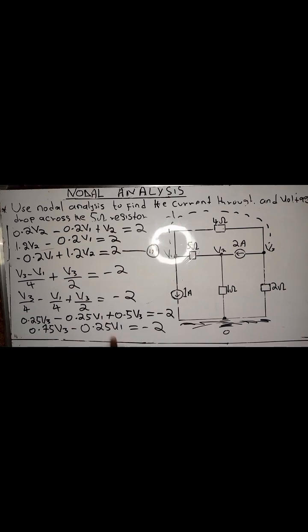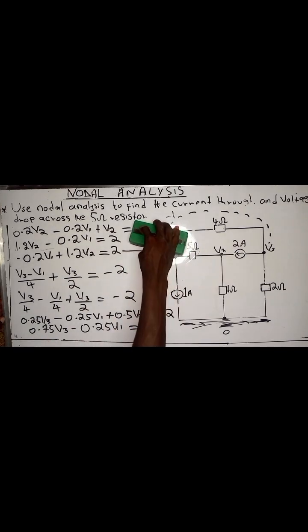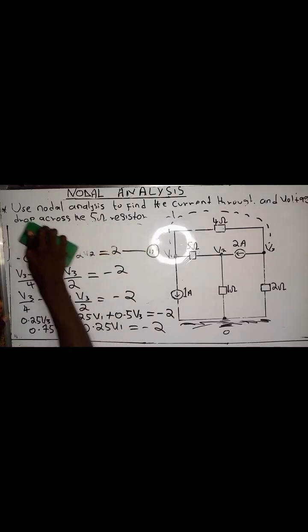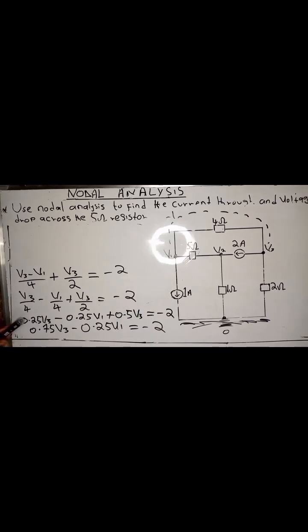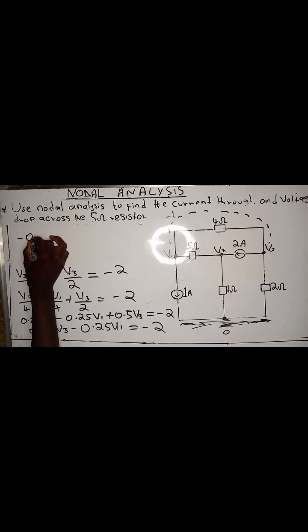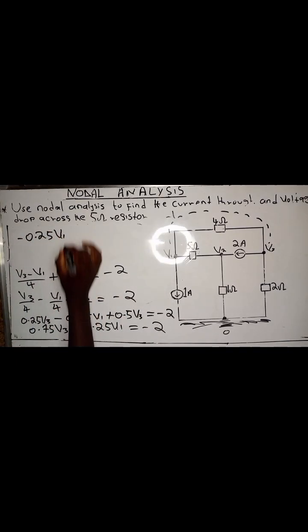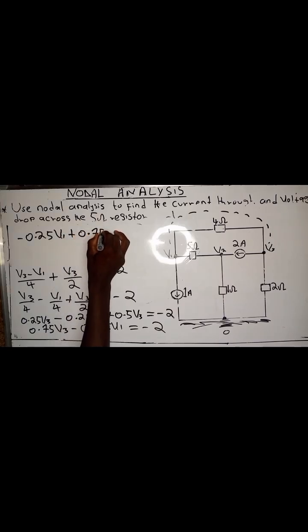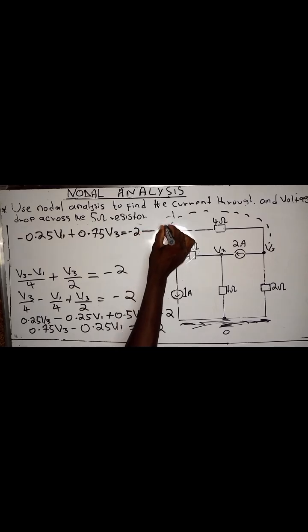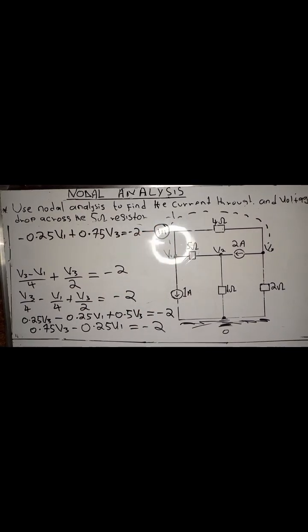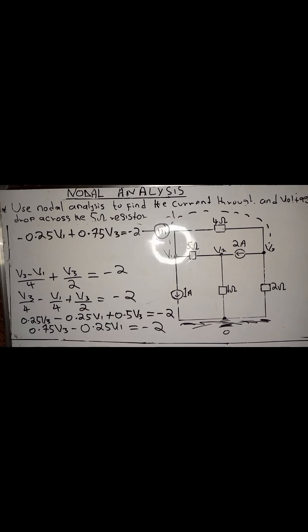But I have to first put V1 before V3. So therefore minus 0.25 V1 plus 0.75 V3, which is equal to minus 2. So therefore this is equation 3. I hope you get it. We find the first equation, second equation, and the third equation. So let me put the equations that we have already solved.